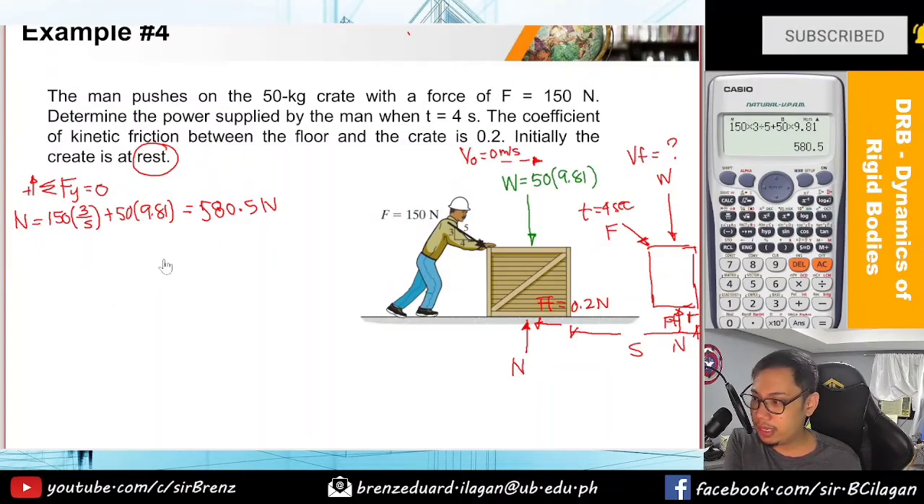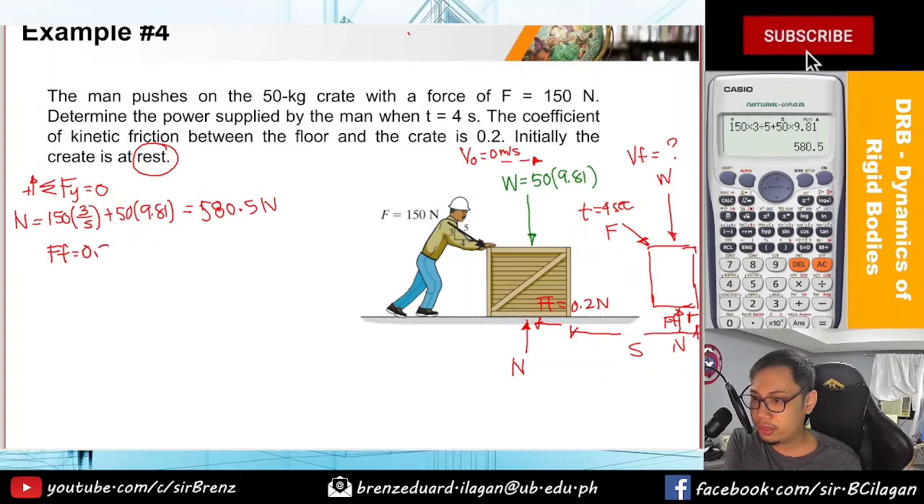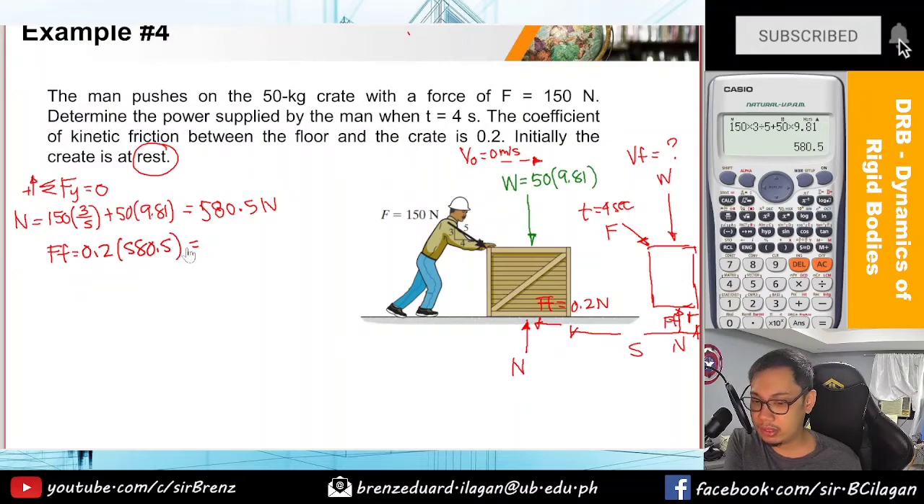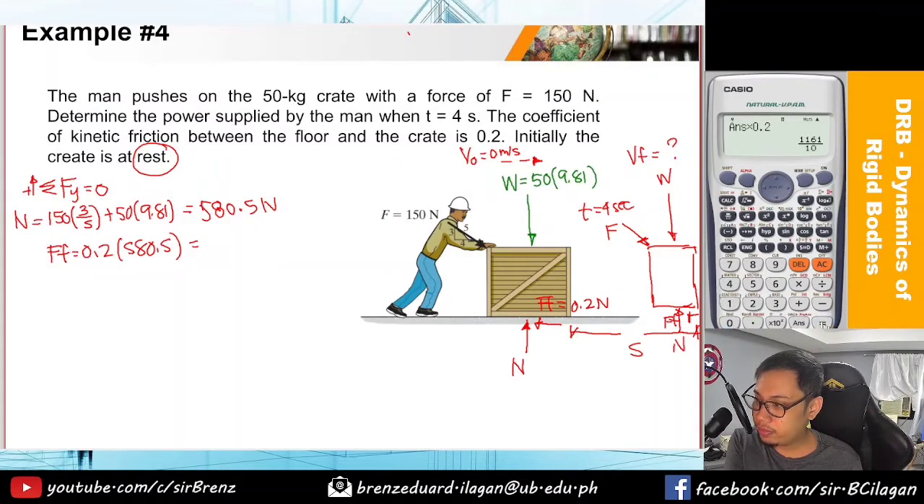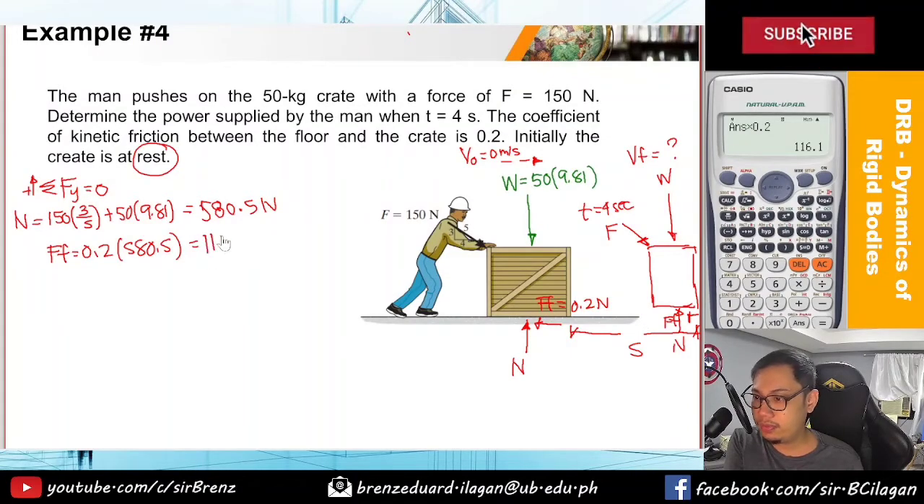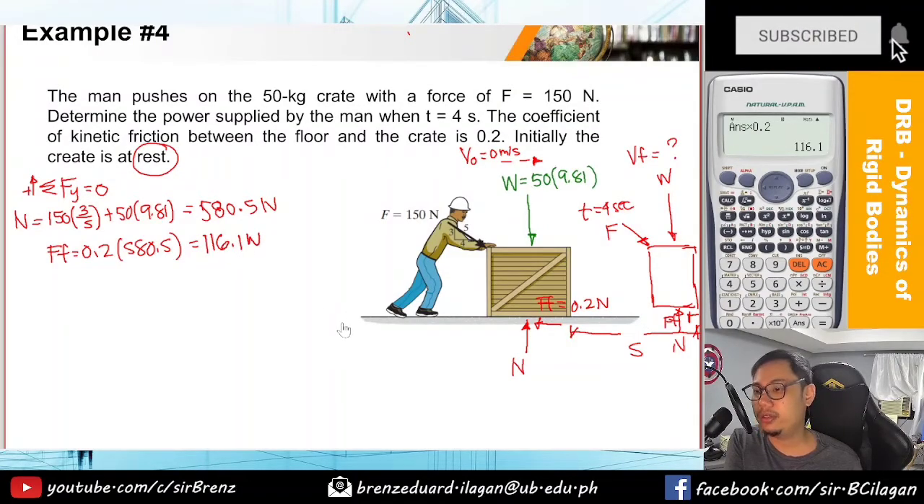So, kunin muna pala natin yung value ng F sub F. So, 0.2 of 580.5. So, that is equals to what? Times 0.2. So, that is 116.1 Newton. Okay, so I think nakuha na natin lahat ng mga kailangan kunin.